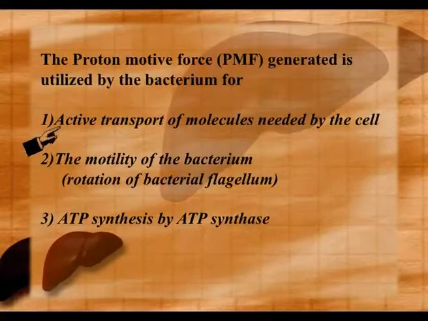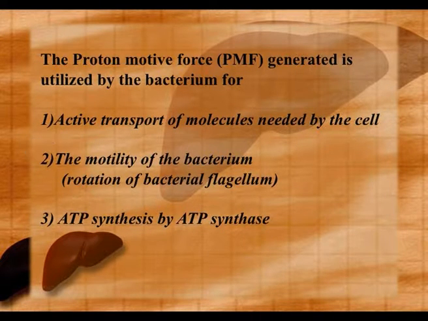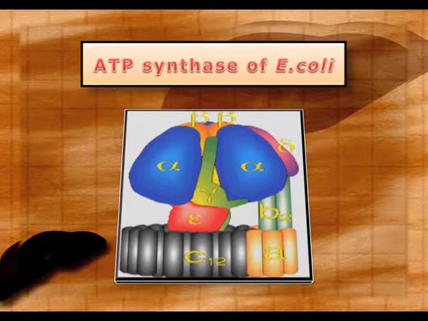And the PMF, the proton motive force generated along the plasma membrane, is utilized, number 1, for the active transport of molecules needed by the cell, number 2, for the motility of the bacterium, and number 3, for the synthesis of ATP by ATP synthase. This is the structure of E. coli ATP synthase. It is made of 8 different subunits and it is the simplest ATP synthase known.